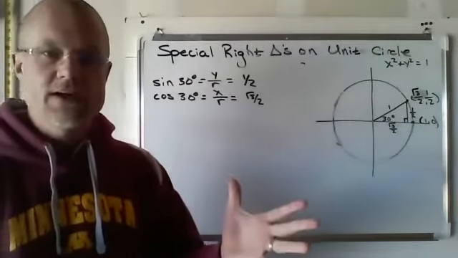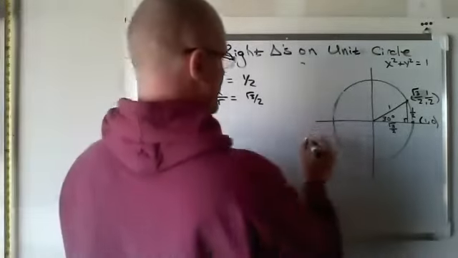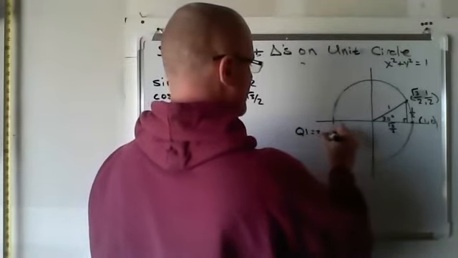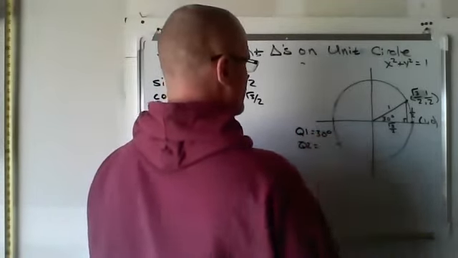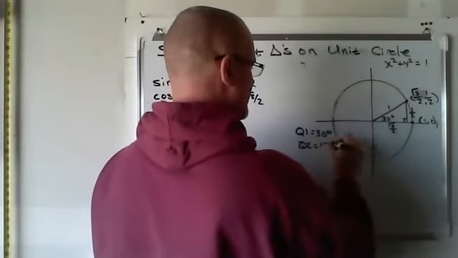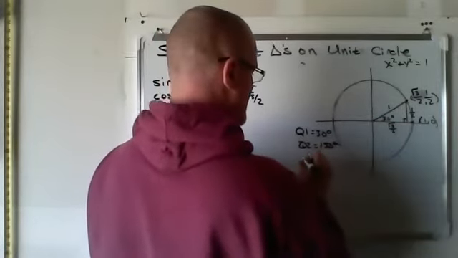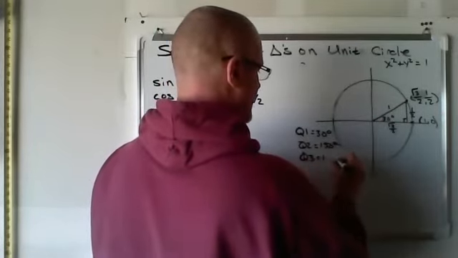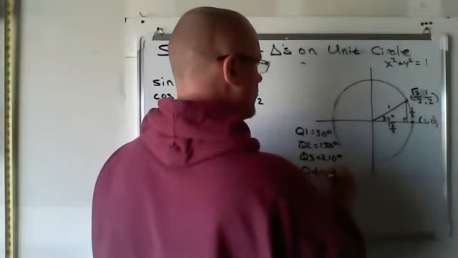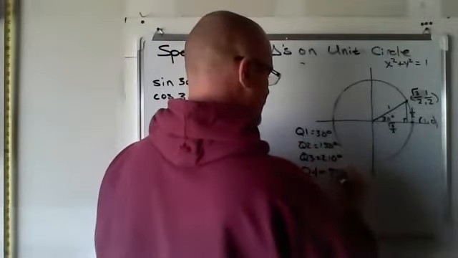But we got the whole family that we can do. Now that we have 30 degrees, we can do the whole family. So what angles can we do this for now? Well, in quadrant 1, we can do it for 30 degrees. In quadrant 2, we can do it for 180 minus 30, which is 150 degrees. If I rotate 30 degrees into quadrant 3, that's 210 degrees. And quadrant 4 is going to be 360 back 30, which is 330 degrees.